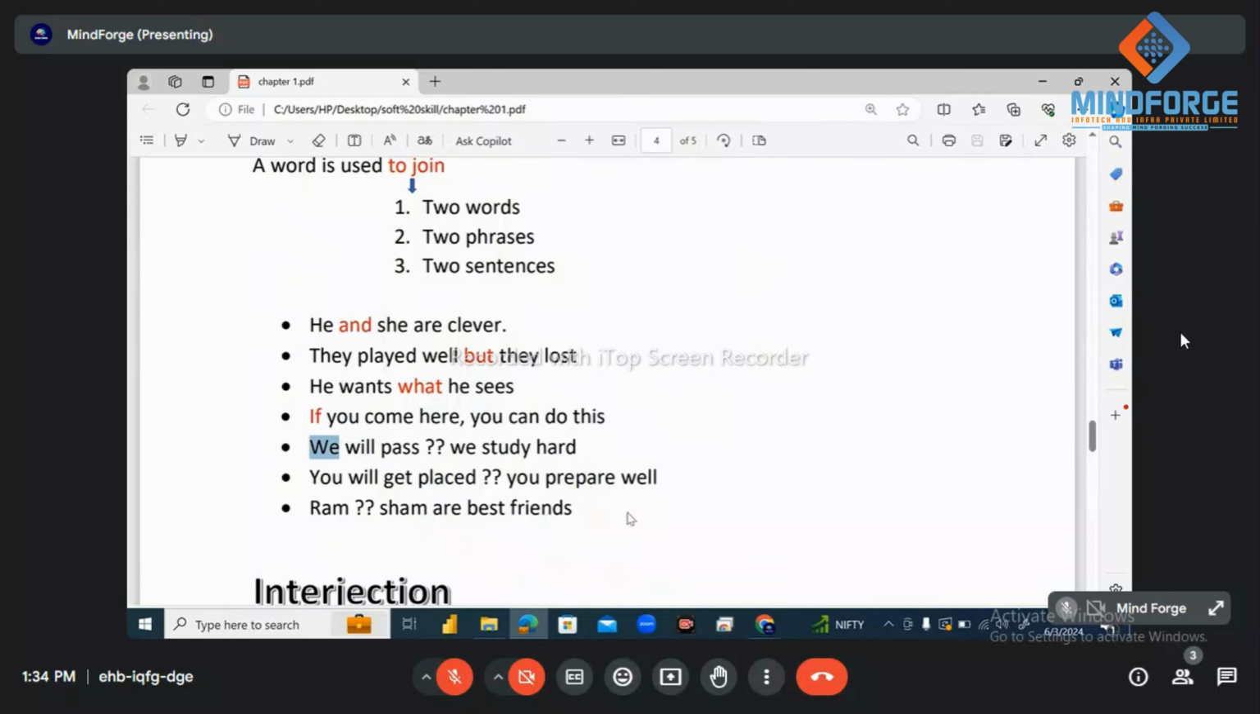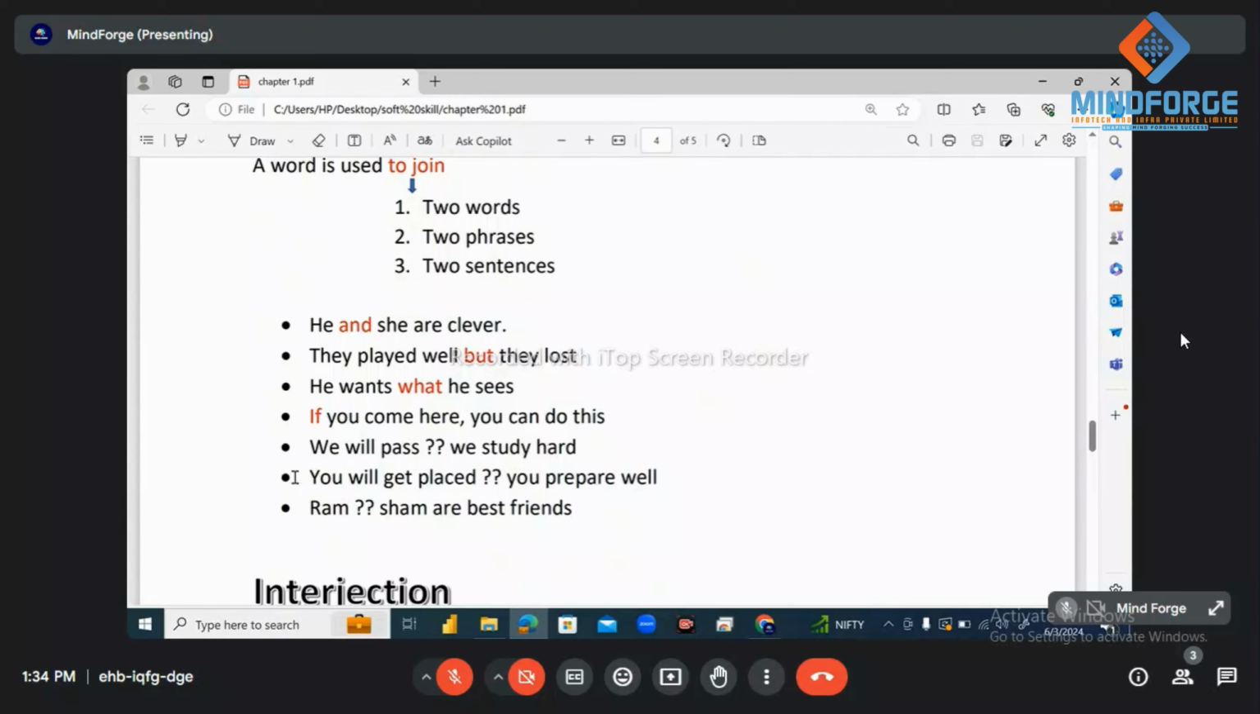Now you have to tell me, guys, which conjunction we are going to use for the remaining sentences. Read the sentences and try to put as many of the conjunctions over here as you can, and see which is suitable for the particular sentence.